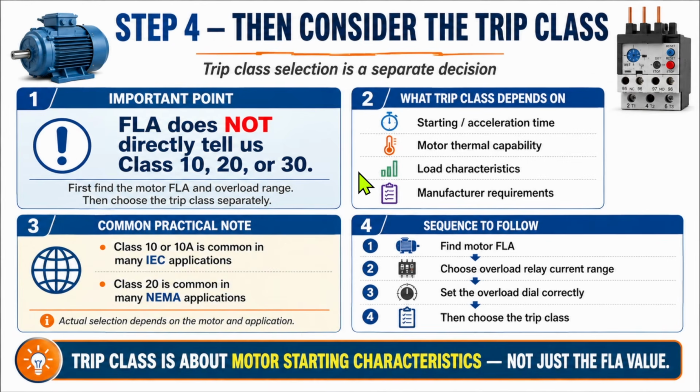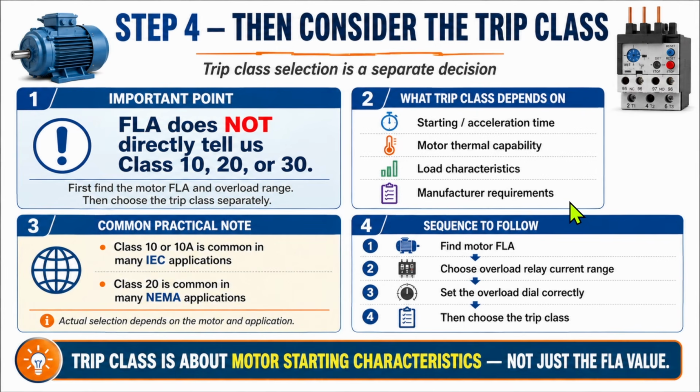So, if I'm standing in front of a real machine, how would I approach this? I wouldn't just look at the motor horsepower and guess. First, I want to know the motor full load current. Then I want to know, how long does this motor normally take to accelerate? What type of machine is connected to it? Is this a pump that starts fairly easily? Or maybe a large fan, conveyor, crusher, or another high inertia load that needs more time to accelerate? And then I check the manufacturer's recommendation.